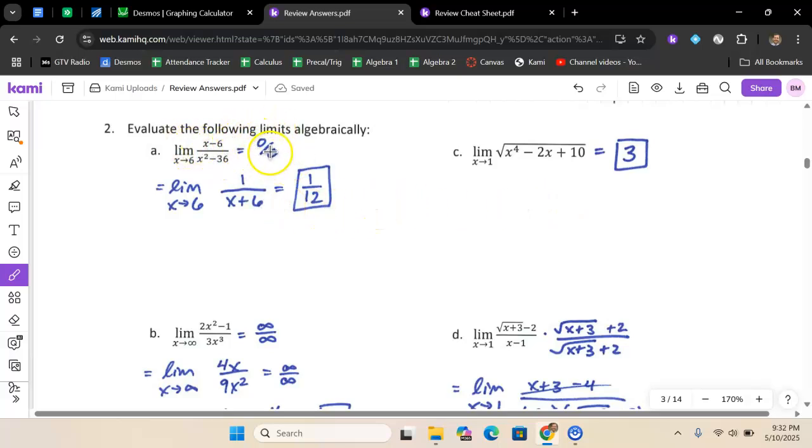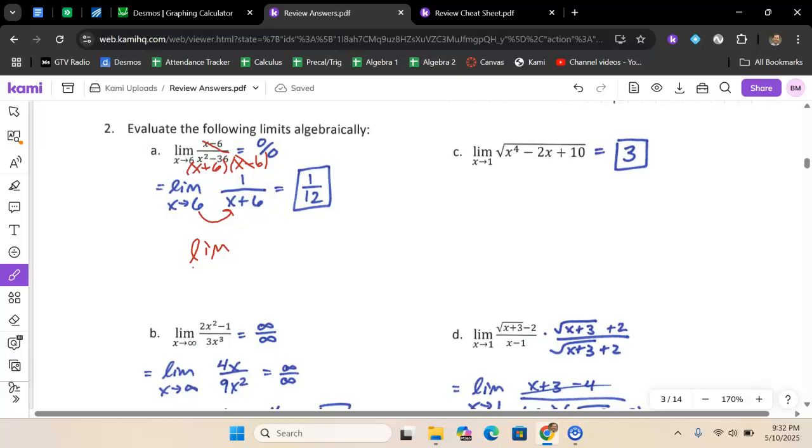If you do get 0 over 0 or infinity over infinity, you have some options. You can use algebra, which is what I did. I essentially factored the bottom into x plus 6 and x minus 6, and then I canceled the x minus 6's, and then I resubstituted.